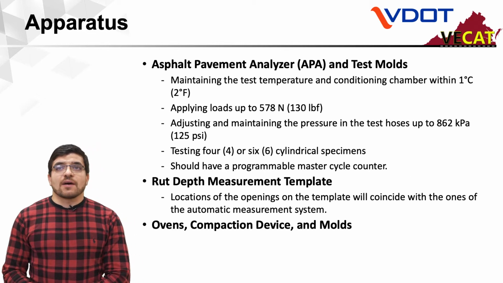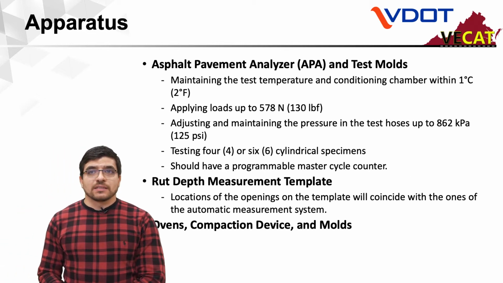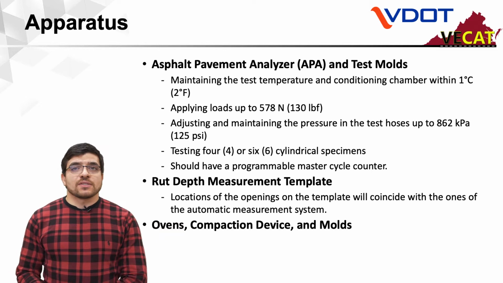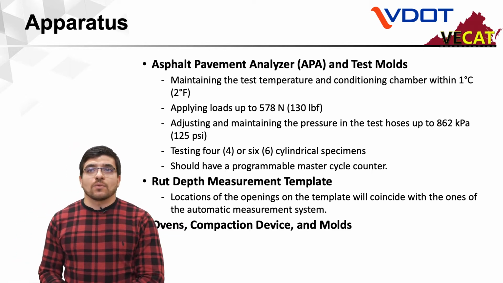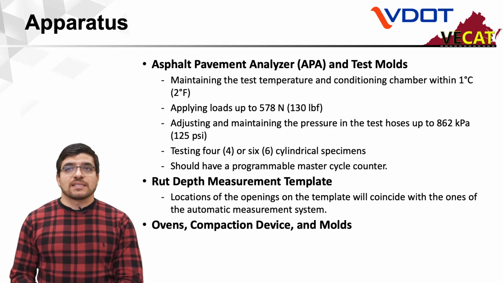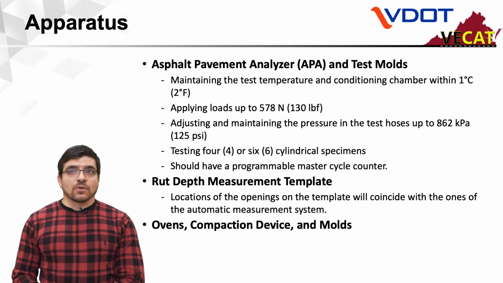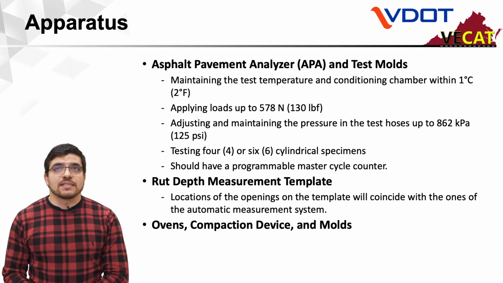The machine could have a rut depth measurement template, and that will take into consideration the locations of the opening on the template that will coincide with the ones of the automated measurement system. We will also need ovens, compaction device, and molds.